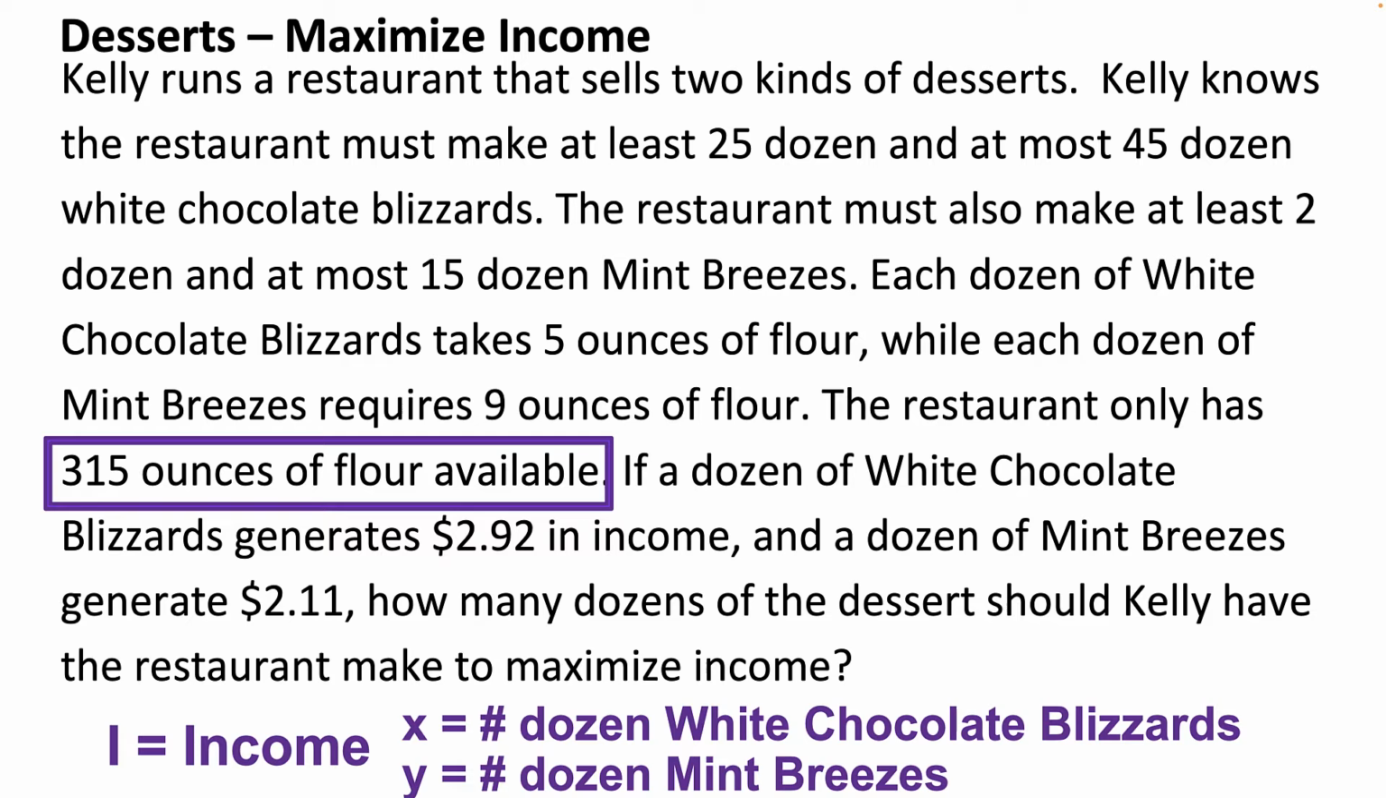So we need to see, how does flour relate to the number of dozens of white chocolate blizzards and mint breezes? Backing up just a little bit, in the previous sentence it says each dozen of white chocolate blizzards takes 5 ounces of flour, while each dozen of mint breezes requires 9 ounces of flour. So now we know flour is a constraint, and we also know how flour relates to our variables. Let's use this information to write our next inequality.